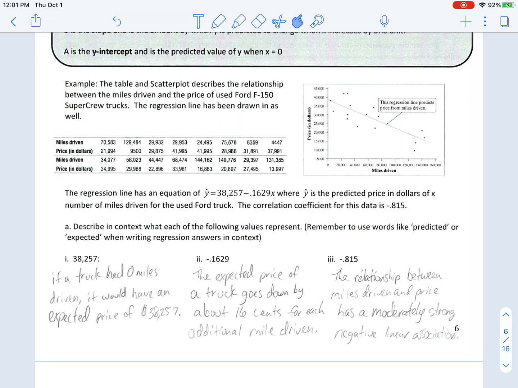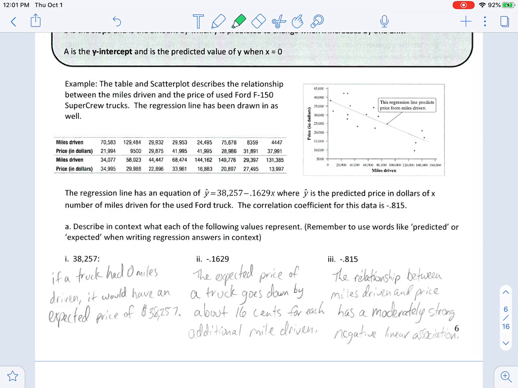It also makes sense that miles driven is not the only variable that affects this, so it won't be a perfect, for every mile driven it goes down by 10 cents. That's not how it's going to work. But in general, trucks with 120,000 miles will usually cost less than trucks with 60,000 miles, right? So you can see the data there. You can see a table. You can see the scatter plot drawn. It already has the regression line drawn in there.